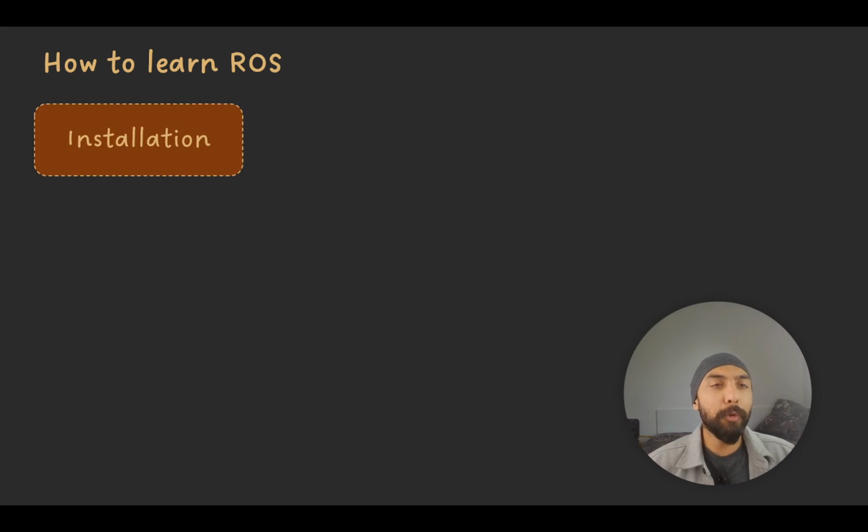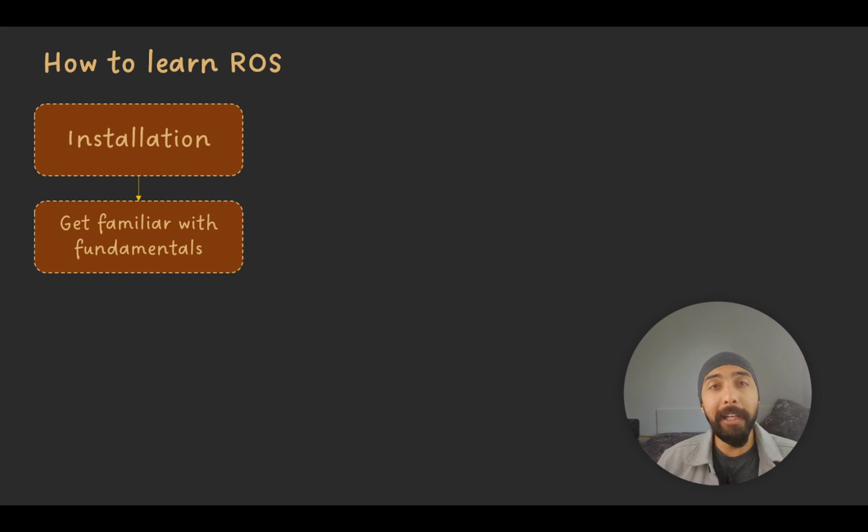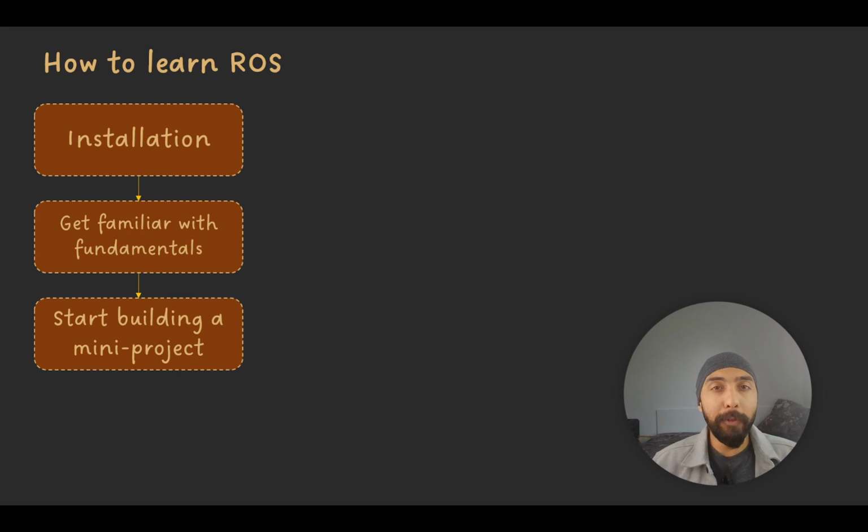So first is of course installation of ROS. If you haven't installed ROS, go ahead and do that. Second is to get familiar with the fundamentals. If you're an absolute beginner and you have no clue what ROS actually is, get familiar with the fundamentals, and I'll be talking about how to do that in a bit. And once you are sufficiently confident about the fundamentals of ROS and you are satisfied with your understanding of the fundamentals, you can immediately start building a mini project.